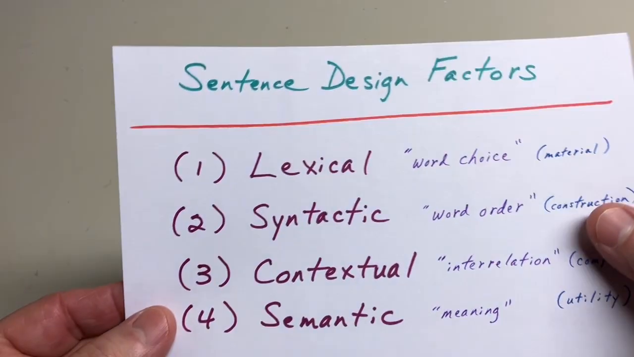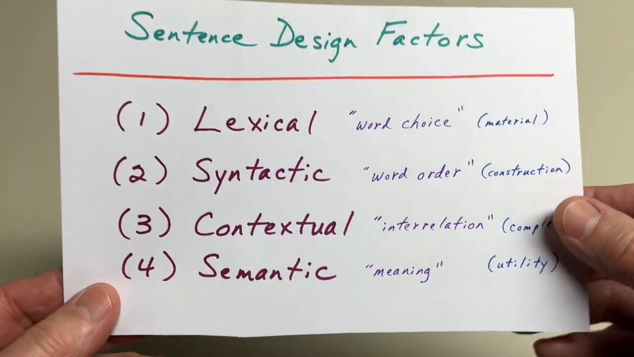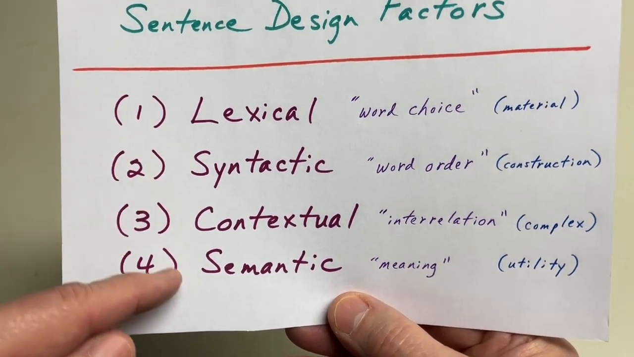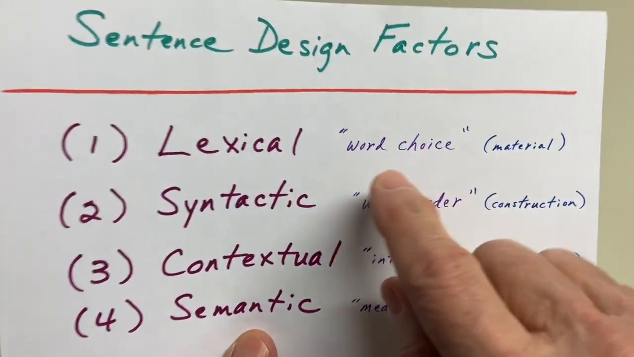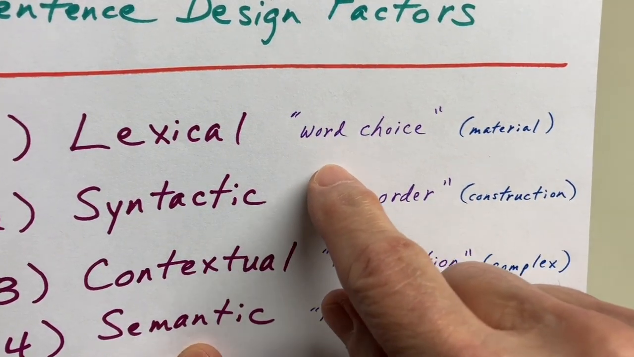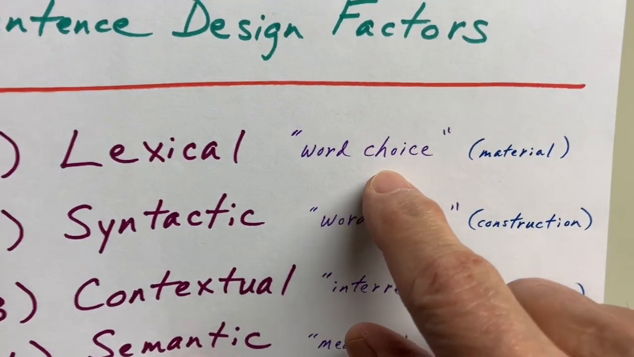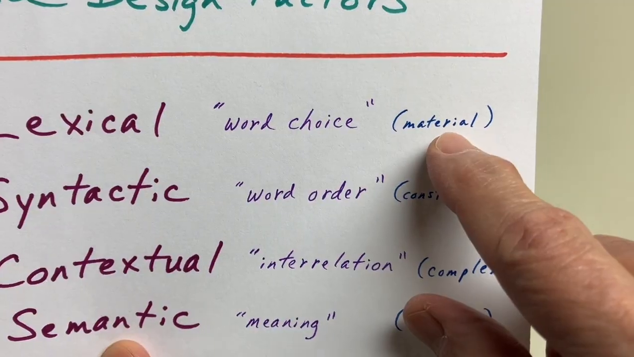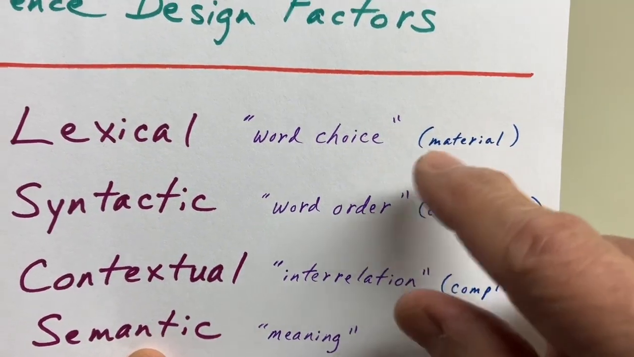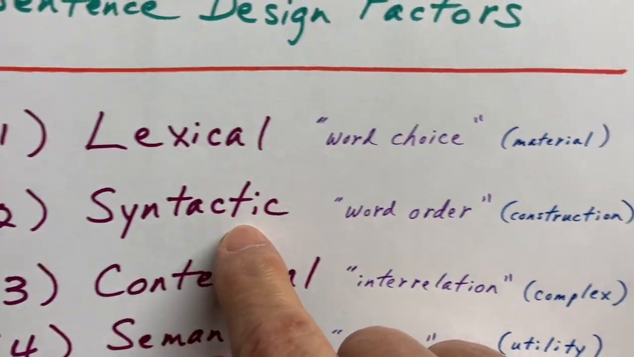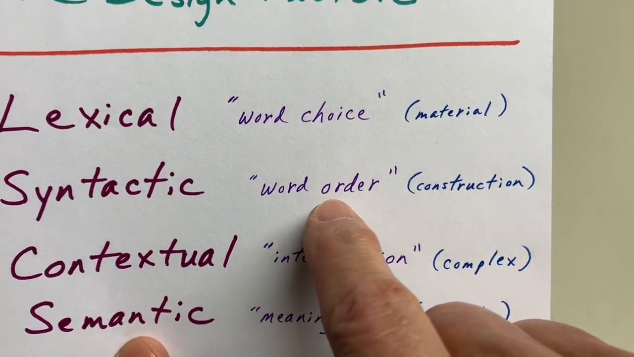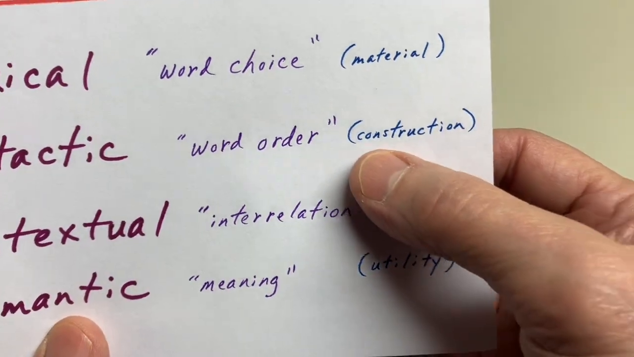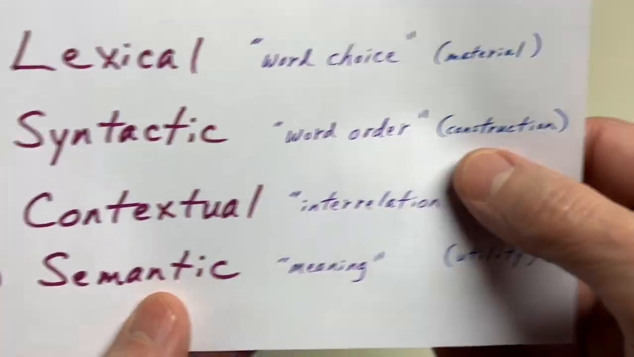And in my way of thinking of the sentence, I have 4 design factors: lexical, syntactic, contextual, and semantic. Lexical pretty much means, roughly speaking, word choice. And if you're using an analogy of, let's say, building a building, you would have this as the material aspect, okay? The material that you use. Syntactic, you might say roughly, is word order. And then the building analogy, that would be your construction part, the actual construction.